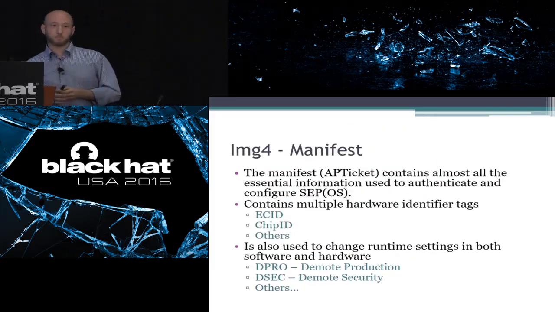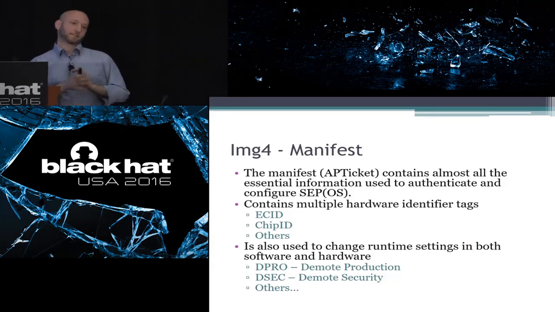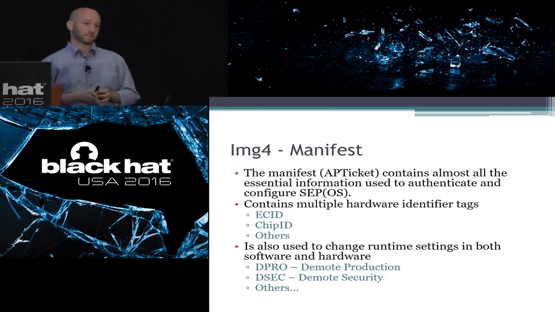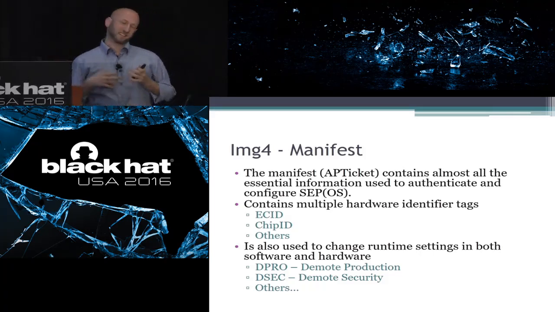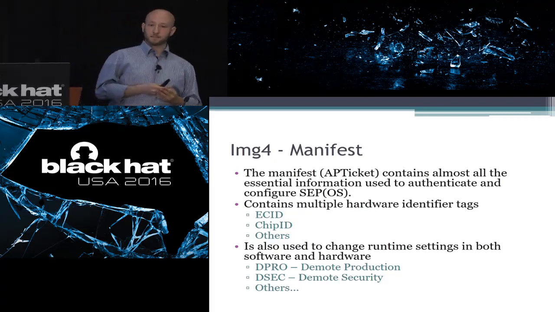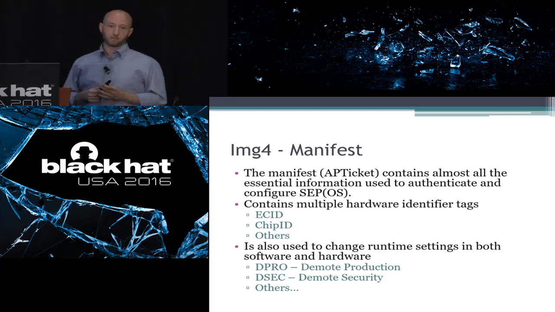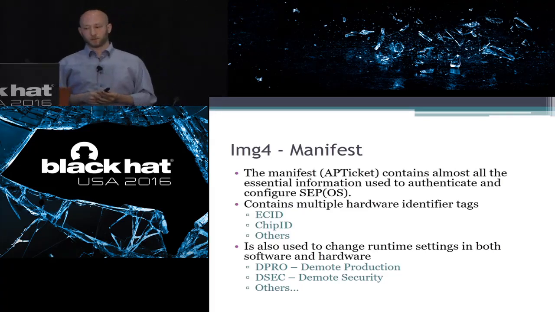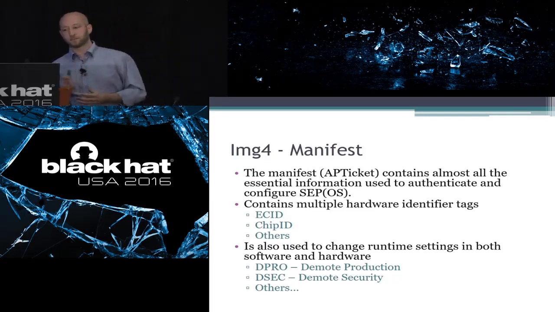Okay, so let's talk a little bit more about the manifest, aka AP ticket. So effectively, it has a bunch of information about your device, your ECID, your actual chip ID, things like that, to only allow it to run on your specific device. So you can't take one firmware and run it on another. But some interesting things we've found, it has some settings that can be changed. They actually change the configuration of the OS as well as the hardware. A couple of those were the demote security and demote production flags.